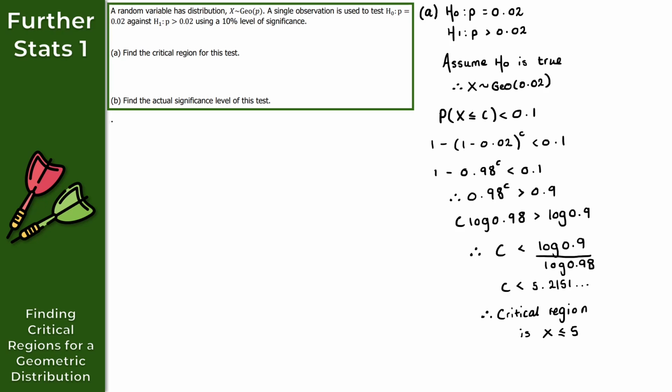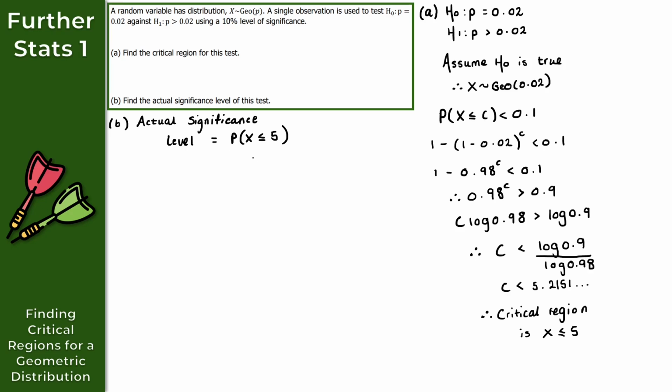So now for part B, let's do that over here. All I want to do here is find the actual significance level of this test. So nice and straightforward here. So for the actual significance level, this is simply equal then to the probability that x is less than or equal to 5.